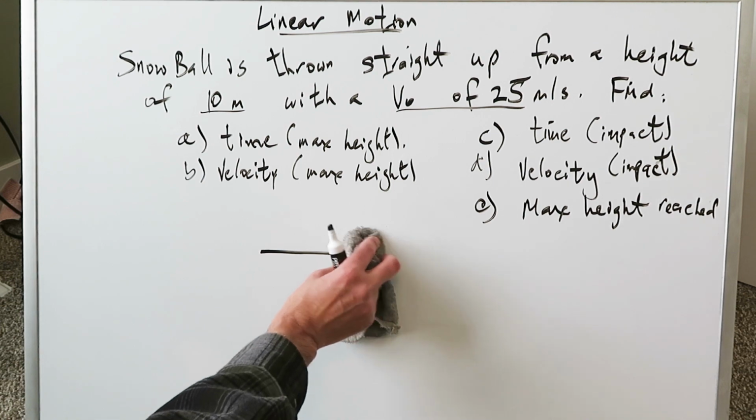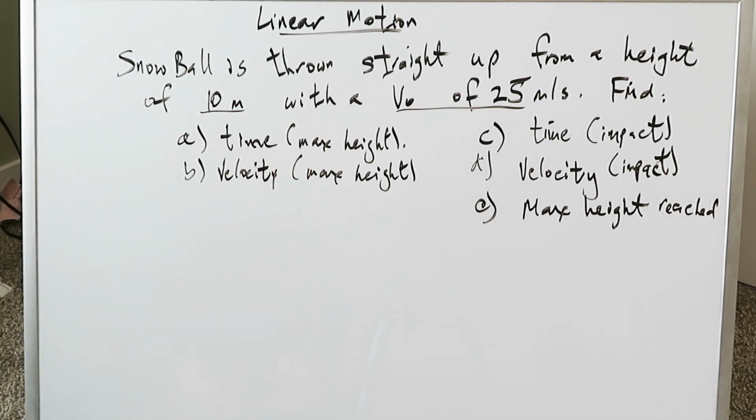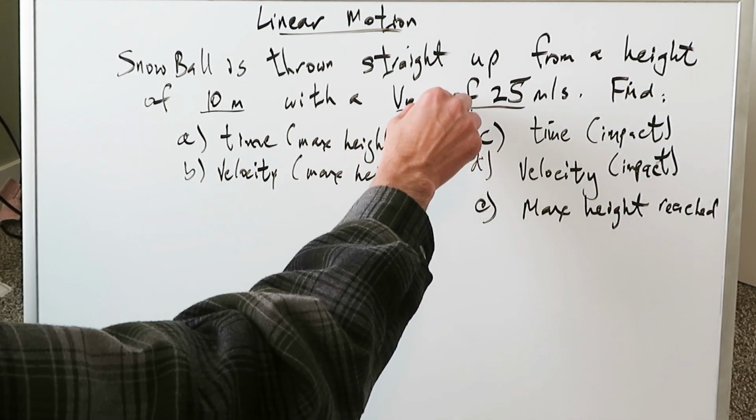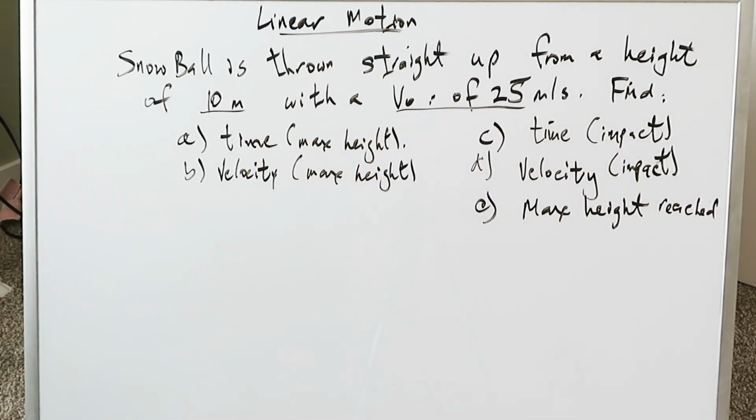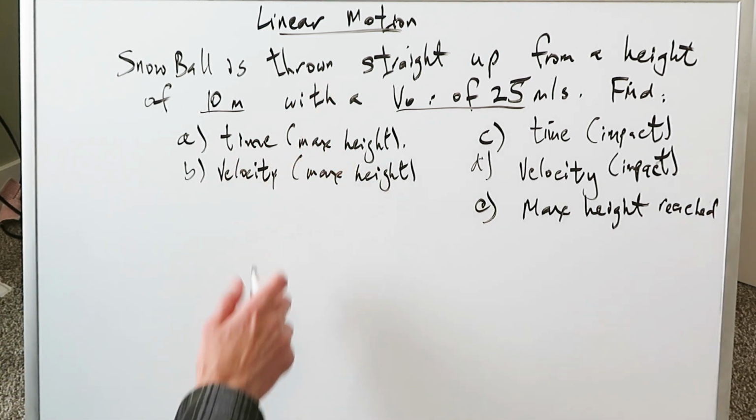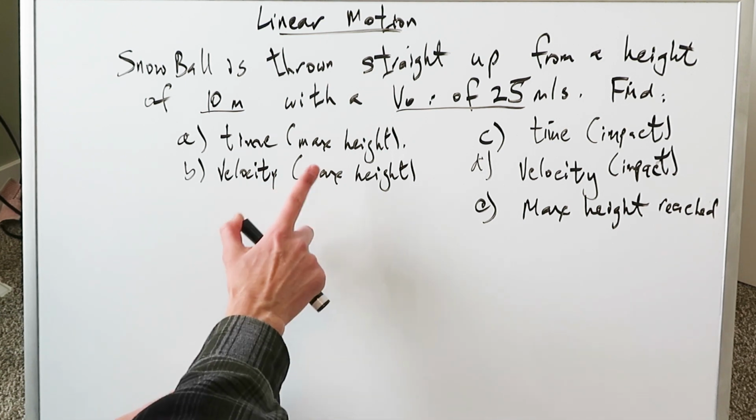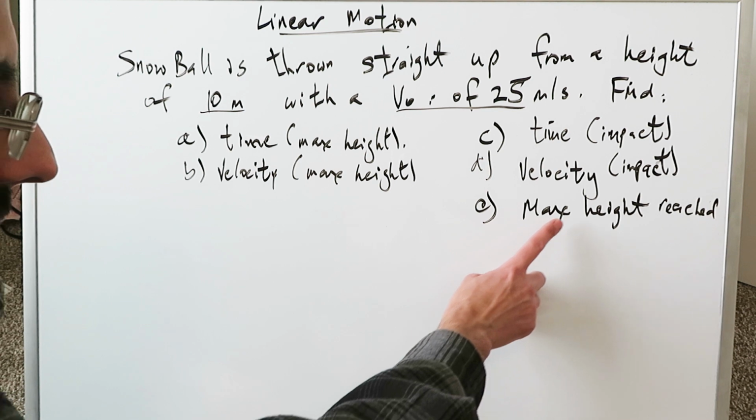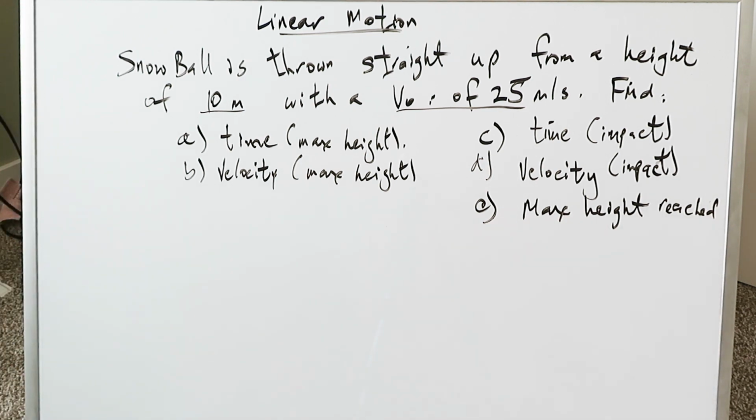So our question is this: we have a snowball which is thrown straight up into the air from a height of 10 meters with an initial velocity, V0, of 25 meters per second. We have to find all of these things. We have to find the time of maximum height of that snowball. We have to find the velocity of that snowball at the maximum height. We have to find the time of impact, when the snowball will go up and then come down and hit the ground. We have to find the velocity at impact, and we have to find the maximum height reached by that snowball. It's a lot going on in this question, but I'm going to break this down for you and you will see it's not too hard.